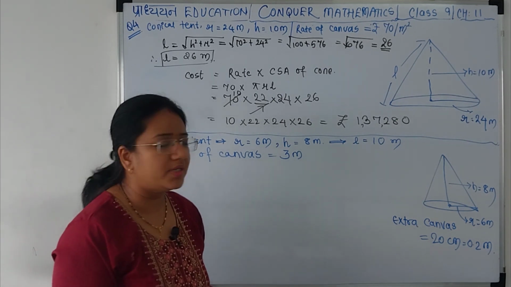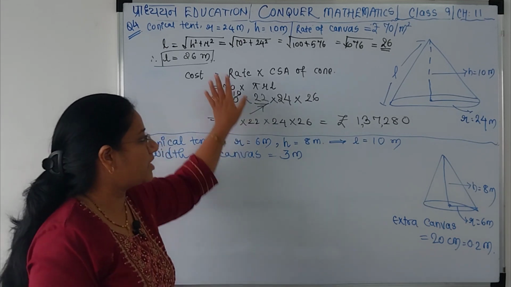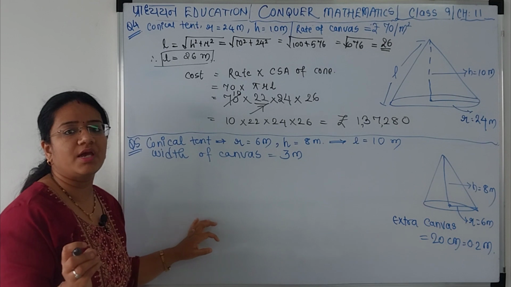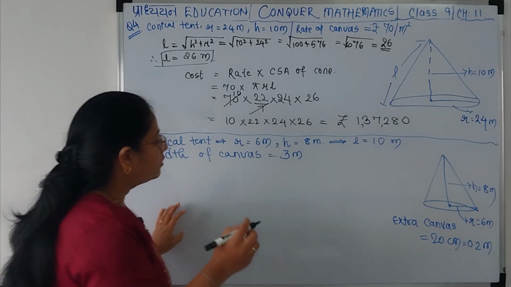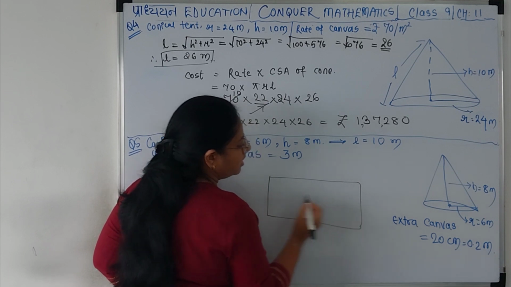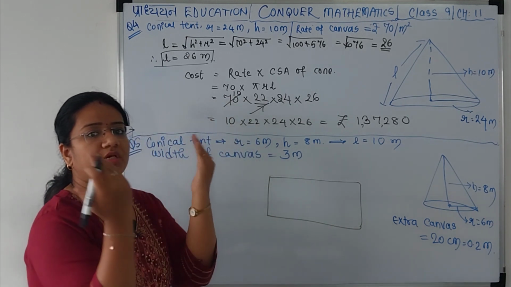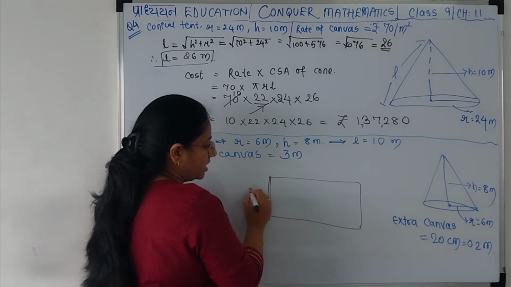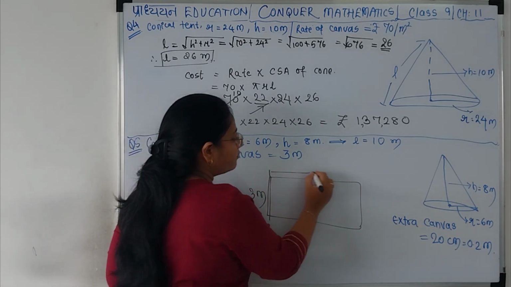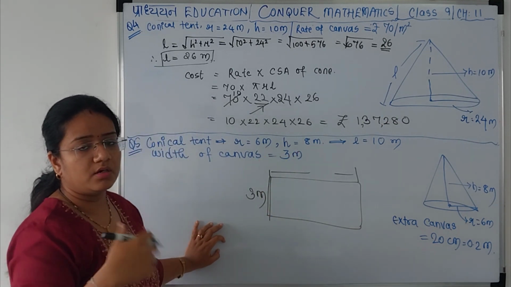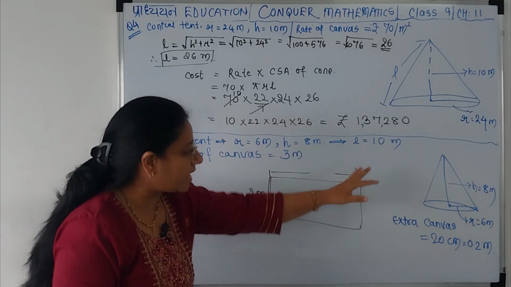Let me tell you orally. It is very easy, same question. Just that here, where the cost was given, you are given the width of the canvas. For example, suppose this is the piece of canvas that you are using to make the tent, all right? So this is given to you as 3 meters. You have to find how much length will be needed, correct? To get the tent made.